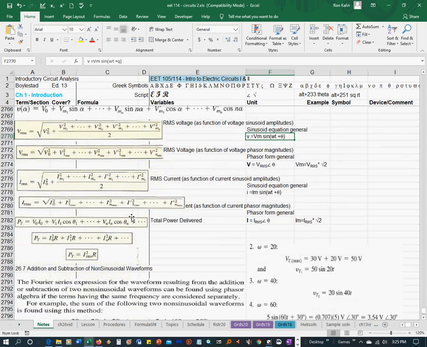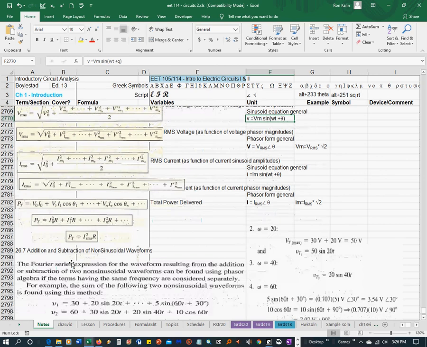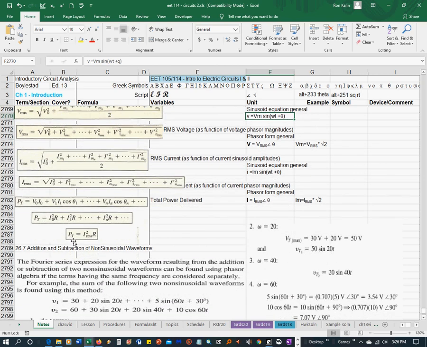So this is the total power delivered, which is also equal to, with the phasor form, I0 squared R plus I1 squared R plus I2 squared R, and so on, up to I sub n squared R. And then the total power is also the total current RMS value squared times R.